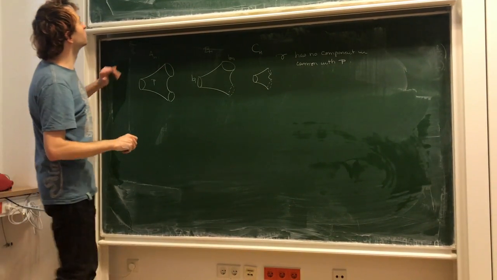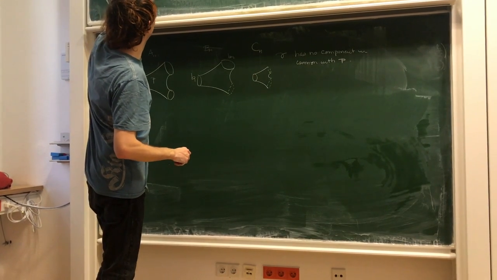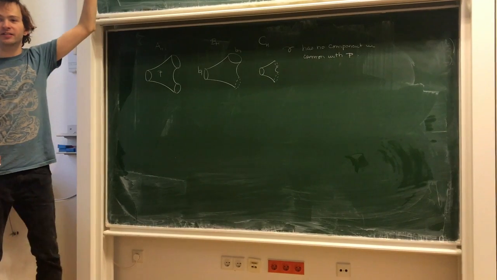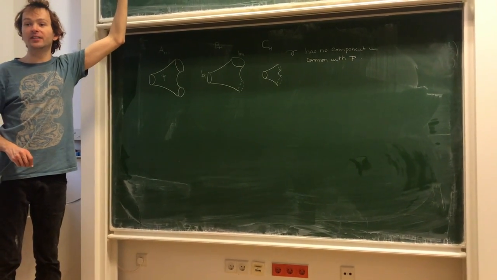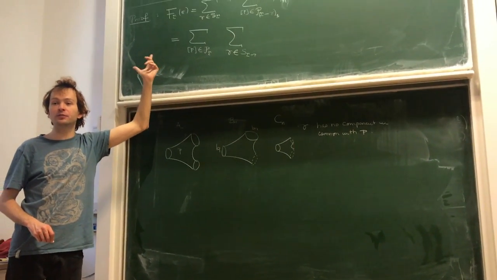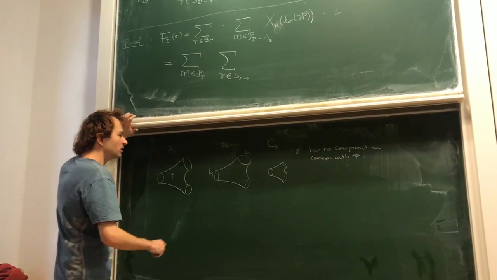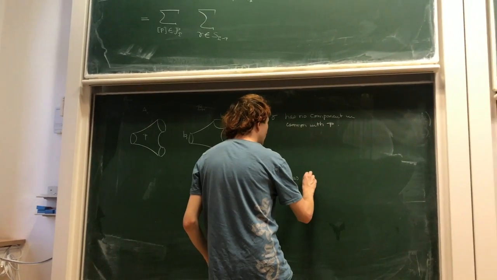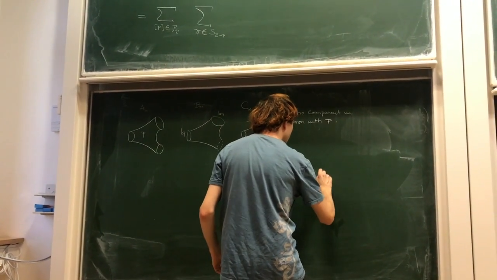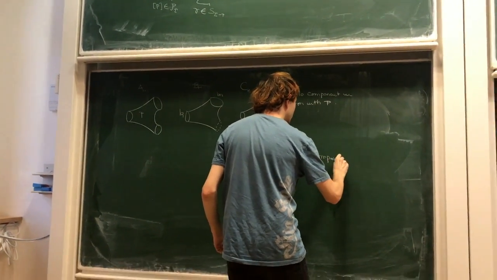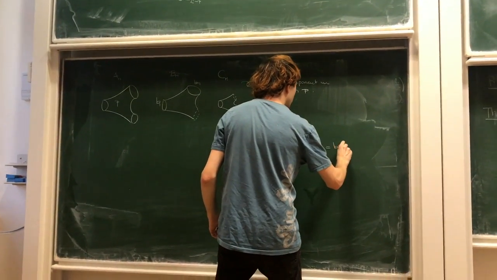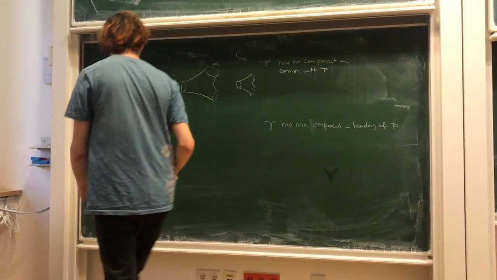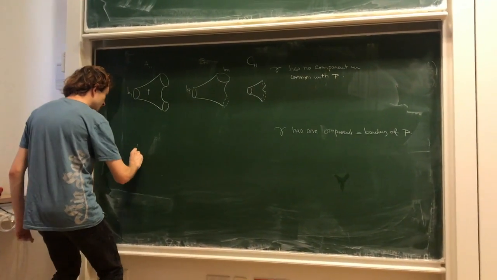So indeed, that's true. When I look at F of sigma, the contribution of the empty multi-curve, I get 1. In that case, I should just see this one reproduced by Mirzakhani identity. It's the coefficient of t to the 0. Now, when gamma has one component equal to a boundary of P, so here is the 1.